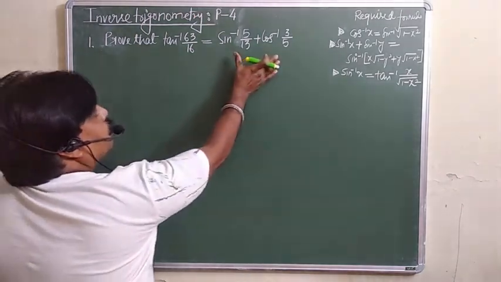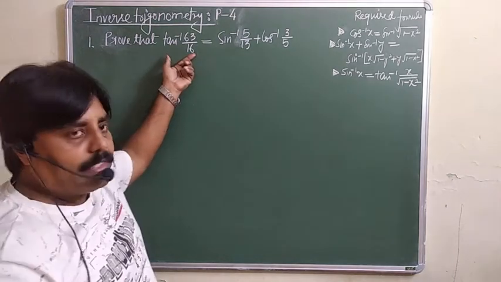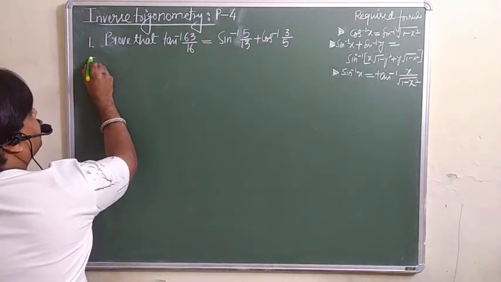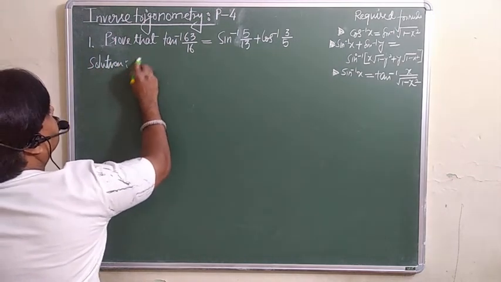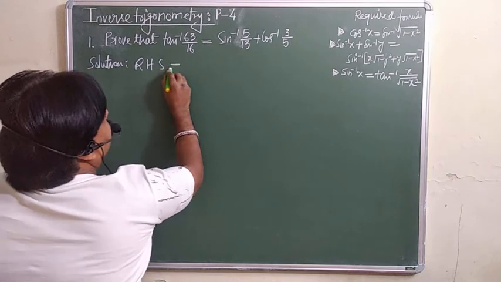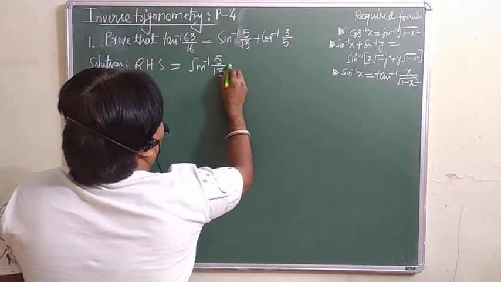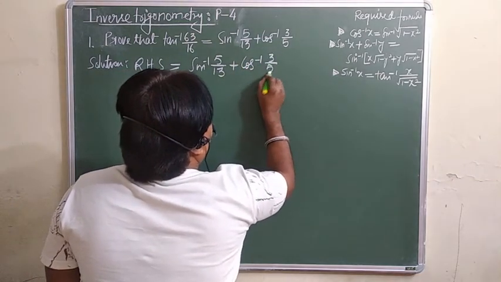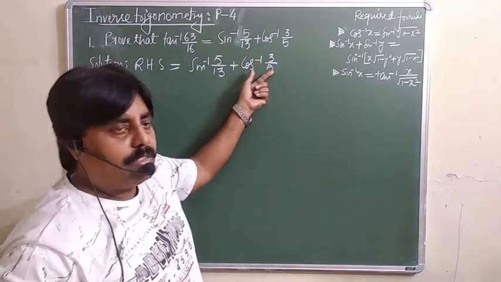So in case of a proof, you can take the right hand side or the left hand side. It's up to you. So I am taking the RHS, that is sin inverse 5 over 13 plus cos inverse 3 over 5. Here is the sin inverse, here is the cos inverse 3 over 5.